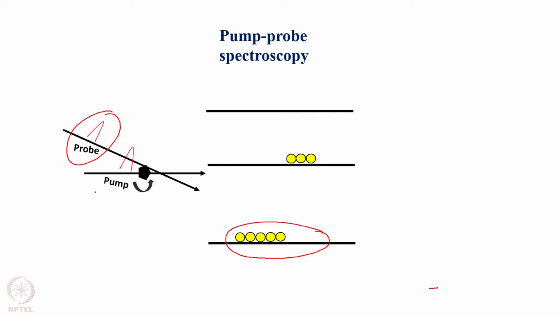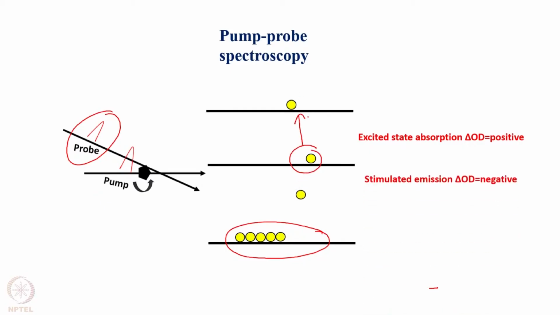So it can either do an excited state absorption and further excite the population from the first excited state to a second excited state. It can also do a stimulated emission, in which it can stimulate the population from the first excited state to the ground state itself. It can also do a process known as ground state bleach, in which some more population from the ground state is excited to the first excited state. So all these processes are there in a pump probe spectroscopy, and this is how a probe probes the different processes done by the pump.